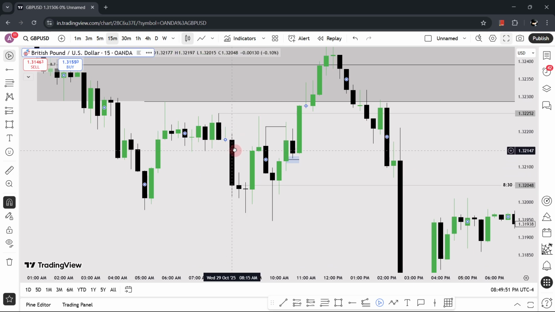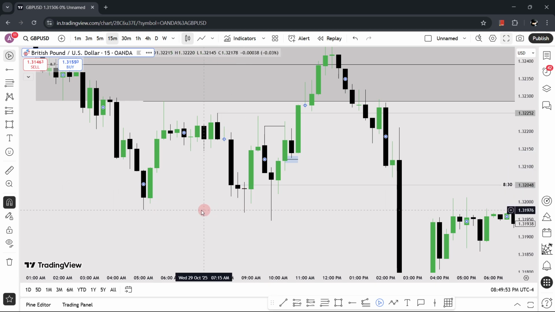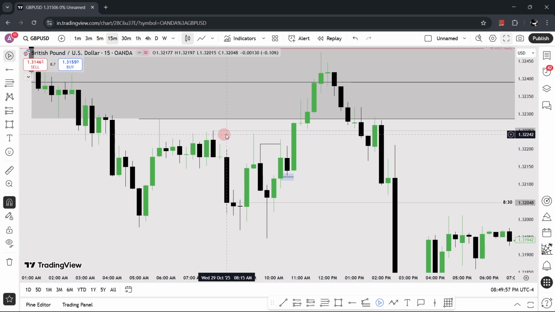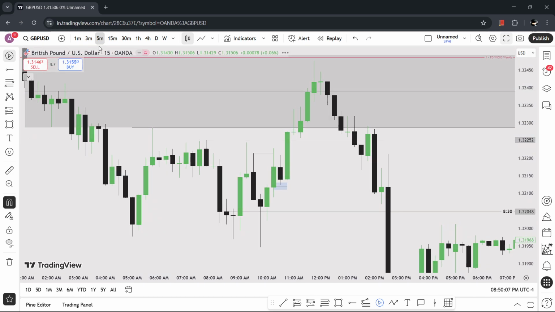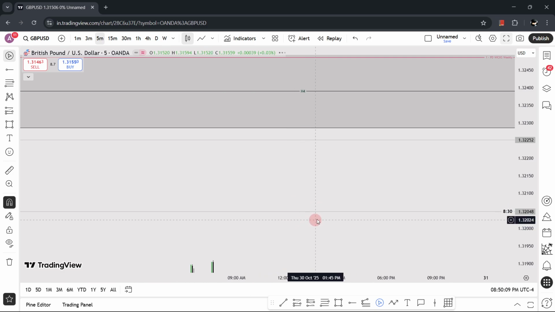Inversed. Okay, so now we have a sell side up there. We have relative equal highs. This is also a particularly good high. So taking that too matters. I'm going to 5 minutes to see what you can see.